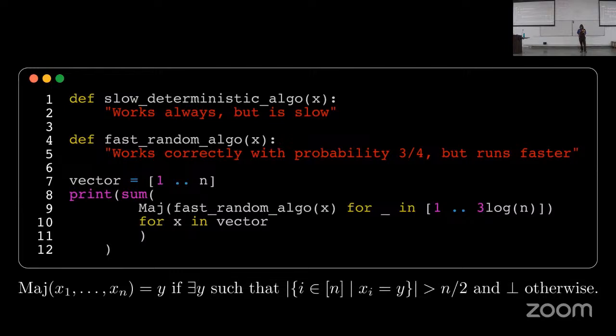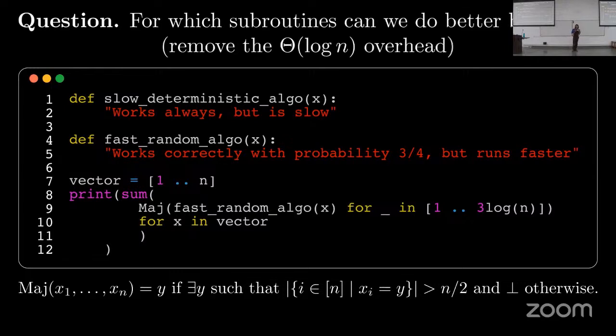Okay, so the question we asked is, is this the best you can do? In what scenarios can you do something smarter than just running the algorithm about logarithmically many times and then taking the majority? This question is very hard to answer in the negative if you're really talking about algorithms. So I will talk about communication complexity, where you can ask precisely the same question.